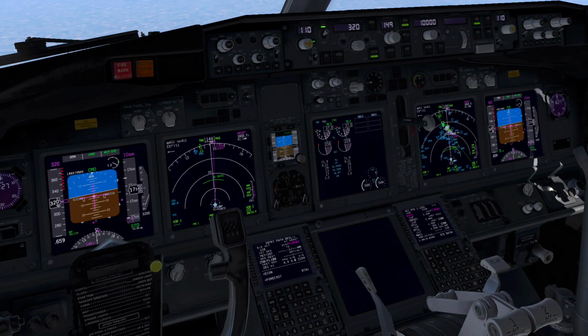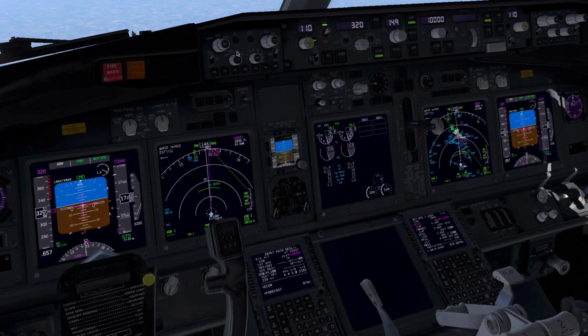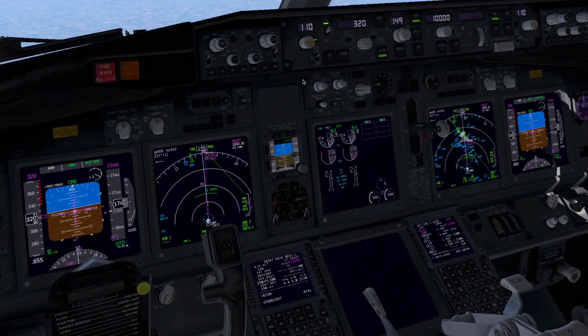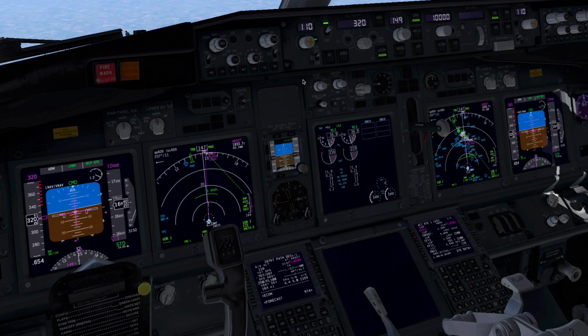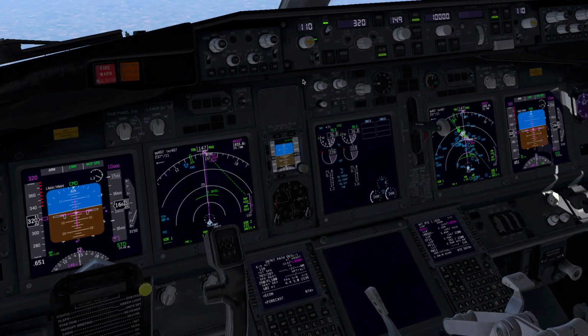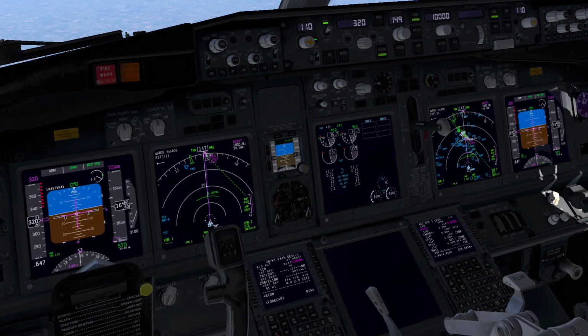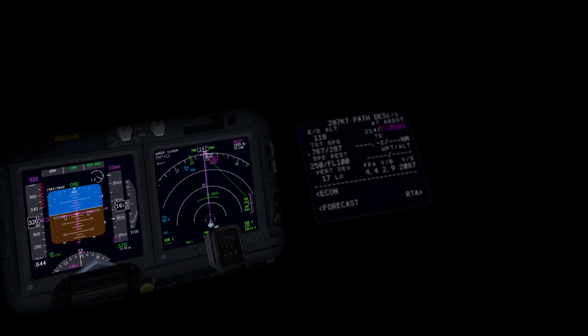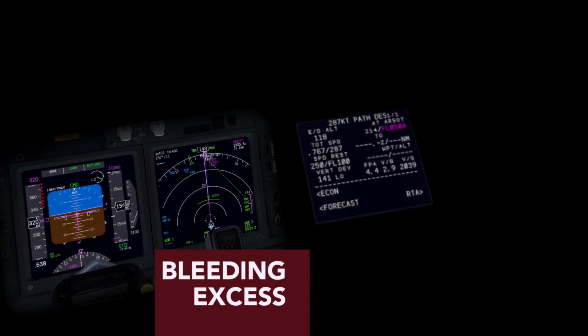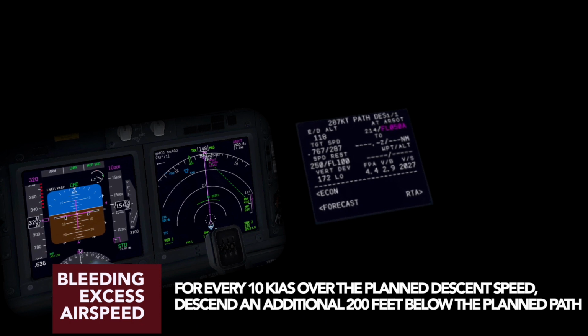Alright, we're back. We've been cleared to descend to flight level 100, and as you can see, we're getting back into profile. We're just 100 feet above the VNAV path. However, now we want to get below the descent path. Why? Because since we have increased our airspeed to 320 right now, and our target speed was 287, we need to bleed off this excessive airspeed. So how can we do that? We need to get below our desired path.